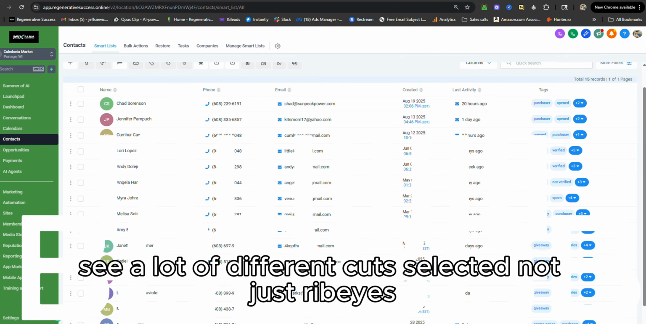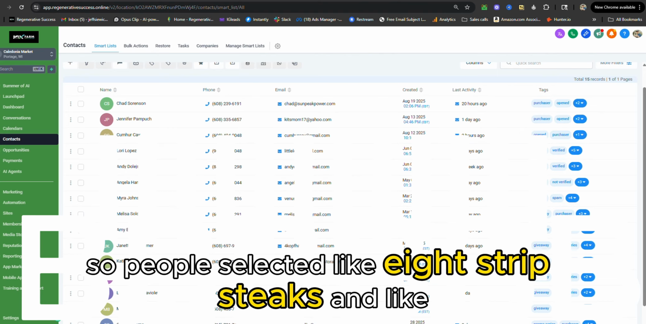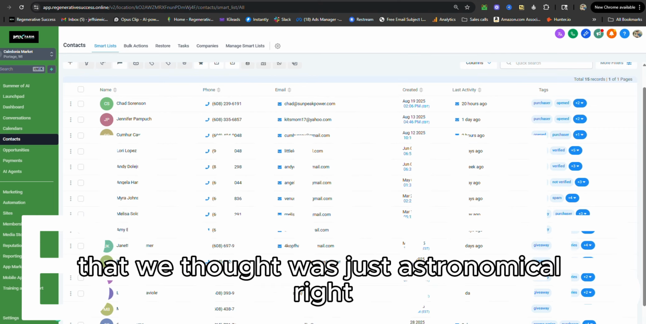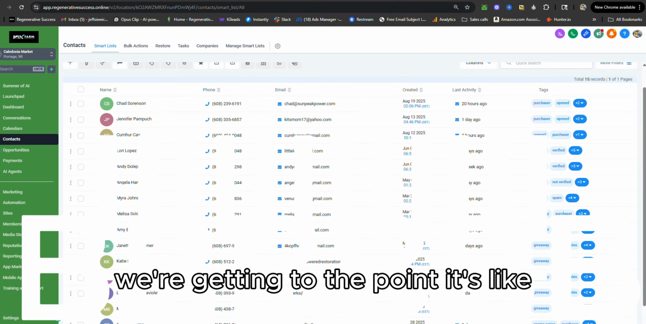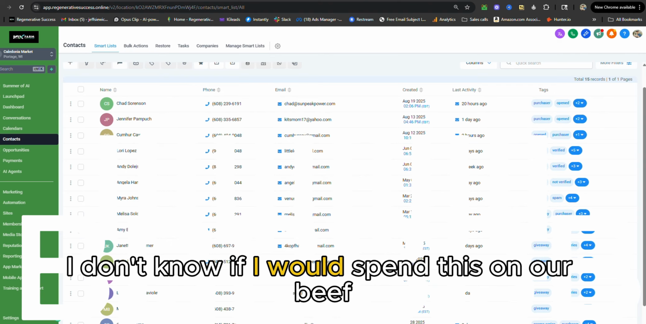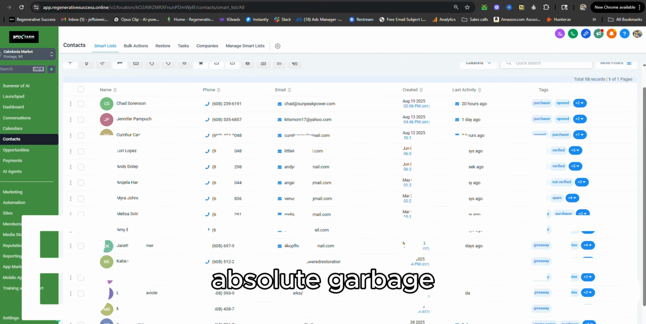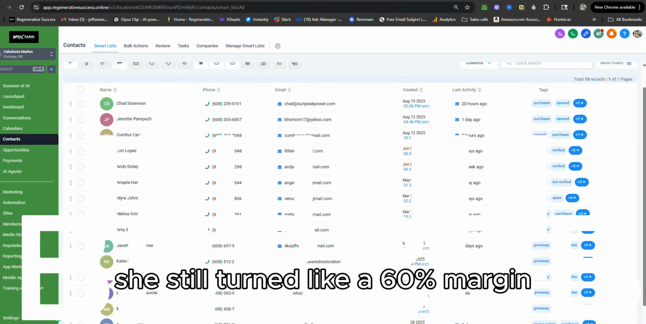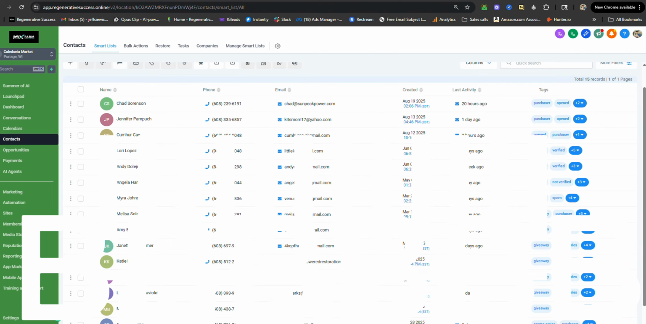It was kind of nice to see a lot of different cuts selected, not just ribeyes. People selected like 8 strip steaks and 10 ribeyes. And that's at pricing that we thought was just astronomical. Like we're getting to the point where I don't know if I would spend this on our feed. I mean, we're looking at an animal that yielded absolute garbage, probably the worst animal we've ever raised from a yield standpoint, and with the pricing of the box, she still turned a 60% margin. What are you selling those ribeyes and strips for? $34 a pound. Oh my god! Wow.